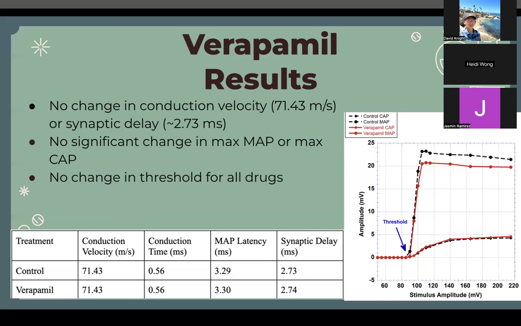And the minimum stimulus needed to overcome the threshold and produce an action potential remained the same across all drugs. This is because the A alpha motor neurons, which produce the action potentials, are found on the sciatic nerve, but verapamil, along with the other drugs, are only applied to the muscle.